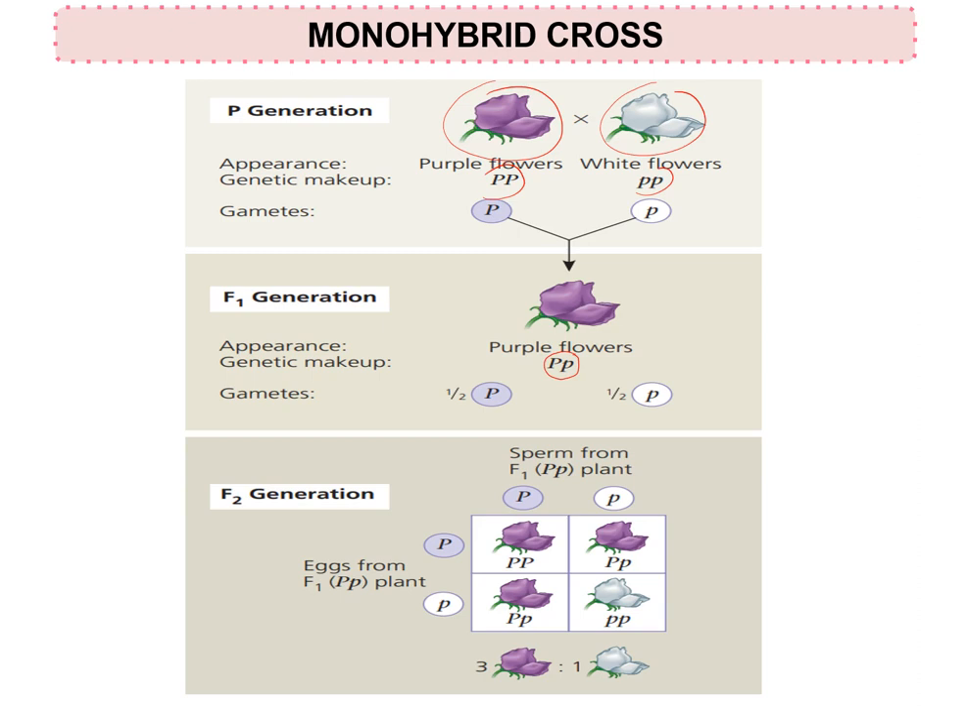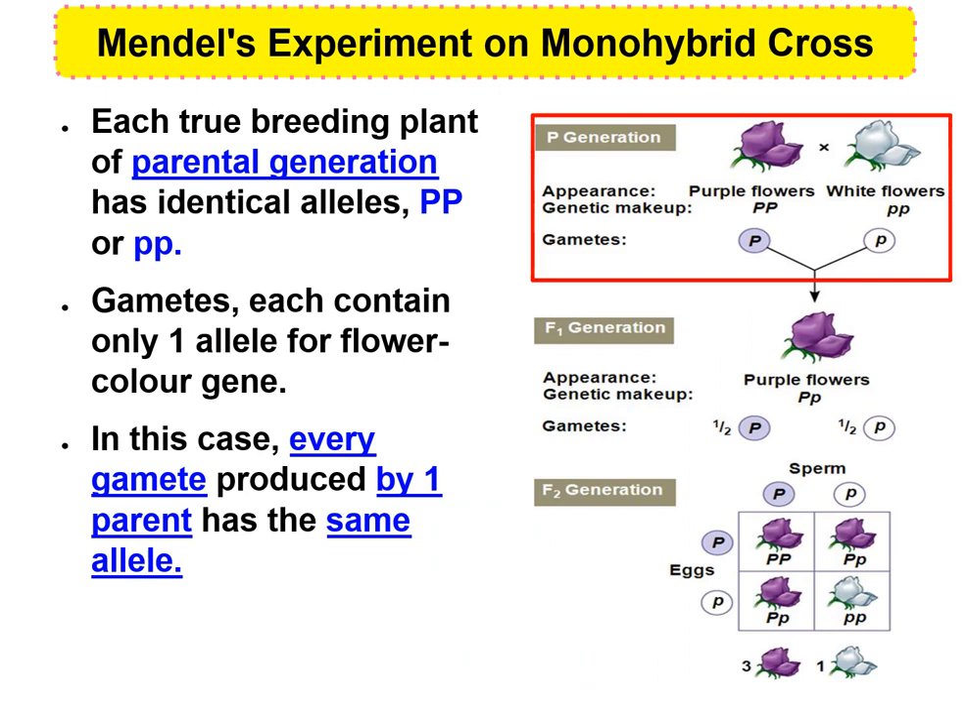And then in second generation, the F1 generation are left to fertilize. They fertilize, then they produce F2 generation. In the F2 generation, Mendel observed there is an occurrence of white flowers. Okay, white flowers. Oh, what does this mean? Each true breeding plant of parental generation has identical alleles, the homozygous dominant and the homozygous recessive. So each gamete contain only one allele for flower color gene.